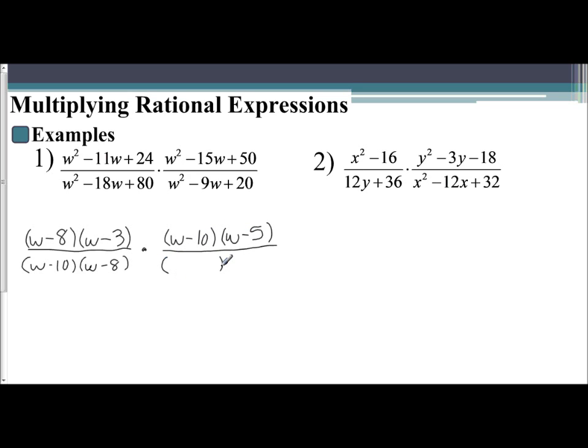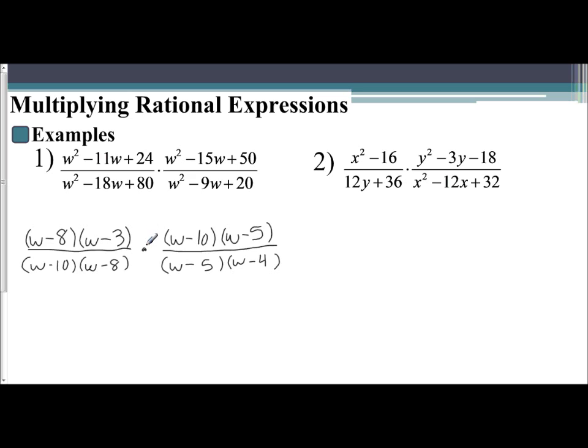And the last one, w squared minus 9w plus 20. They multiply to give you 20 and add to give you negative 9, or negative 5 and negative 4. So factoring is the key when multiplying rational expressions involving polynomials in the numerator and denominator. Make sure you have everything factored first before you do any canceling.